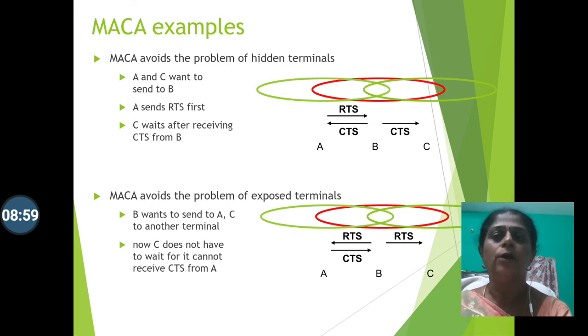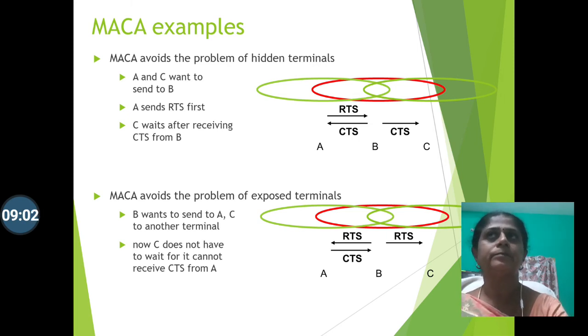Now C also wants to send something to B. Okay, C will also send an RTS to B. Now B will decide with whom it will converse. If B wants to converse with A, then B will send a CTS to A. What is CTS? Clear to send. Okay, now B acknowledges A and says that you can send your data, and now B will become busy, so C will wait. C has to wait.